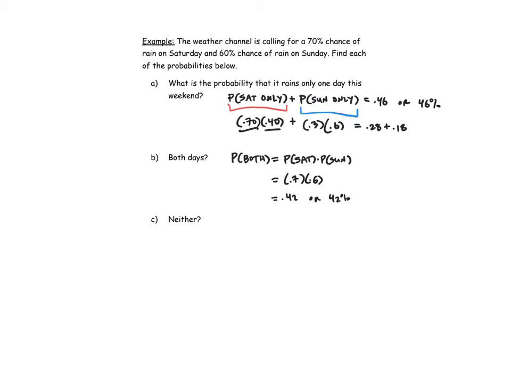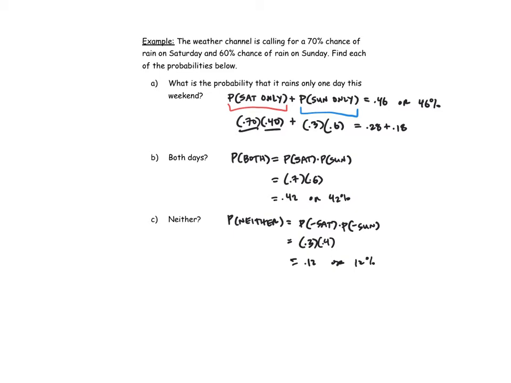Now, the probability it doesn't rain on either is going to be very similar to part B, in that we are going to take the probability that it does not rain on Saturday, that's one notation that you might see, times the probability that it does not rain on Sunday. So that'll be a 0.3 times a 0.4, which should be 0.12, or 12%.